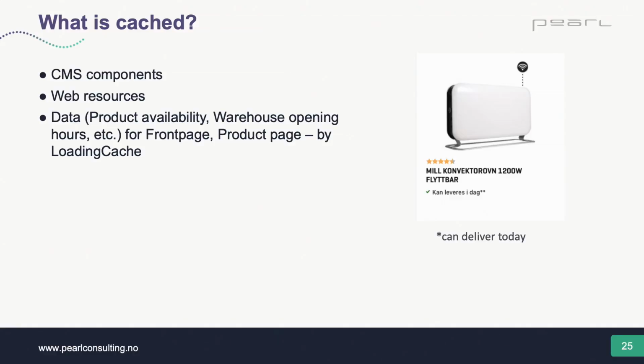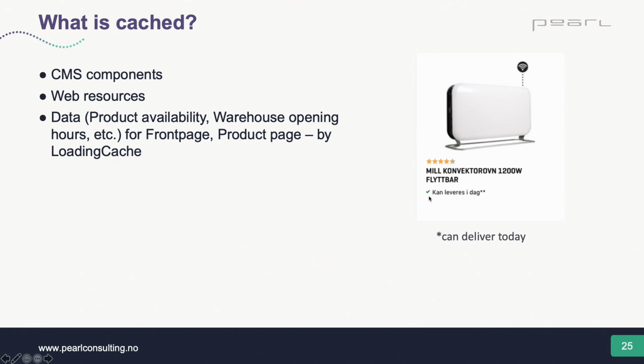I guess we haven't had such advanced caching as Jānis explained, but I'll explain what we have until now and what our plans are for the future, because Black Friday is coming. Right, so we cache CMS components, web resources, and some data in the Java backend by loading cache. We have not cached all the data we can, but we have concentrated on the 2 most important pages, the front page and the product page.